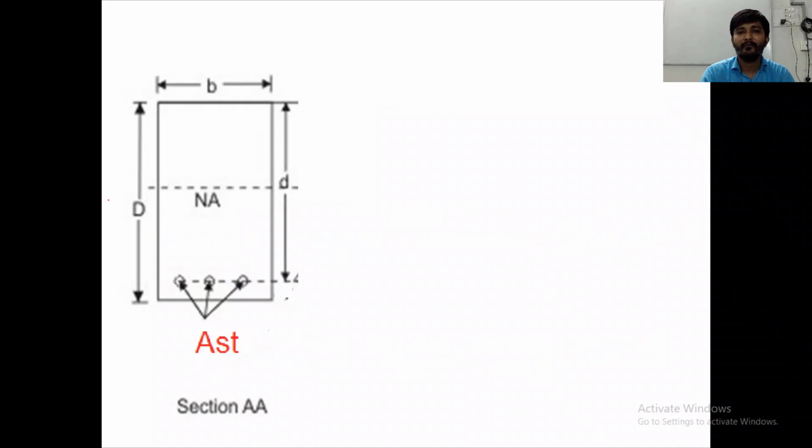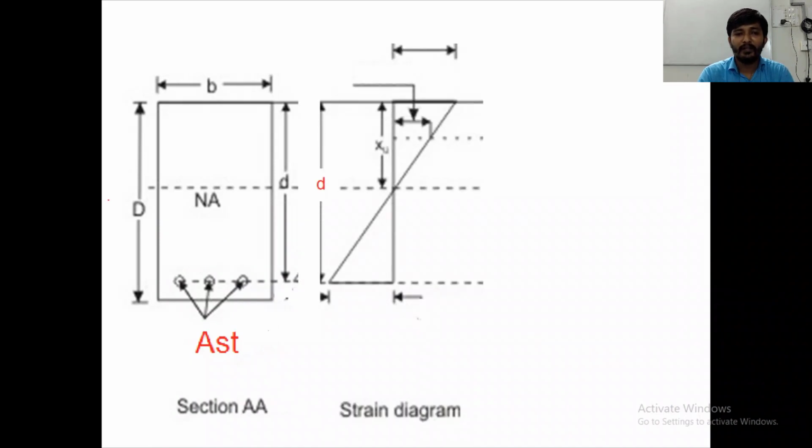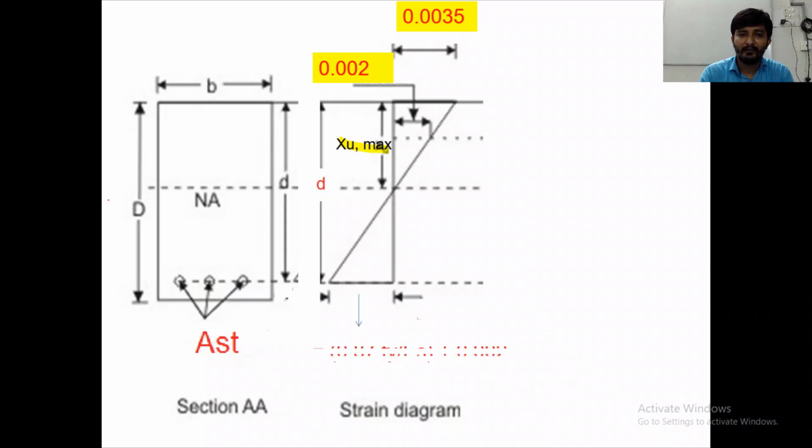So we need to draw these strain diagrams, right? The diagram will remain almost the same. Top value is 0.0035, then there is one more value of 0.002, then the distance is XU max, then we have a strain. Now it is equal, right? Strain in steel is equal to 0.87 Fy divided by Es plus 0.002.